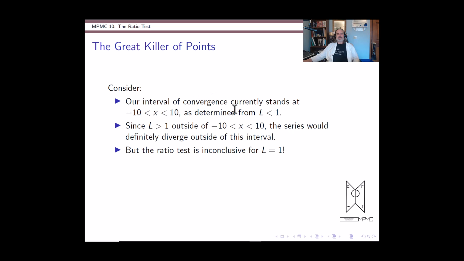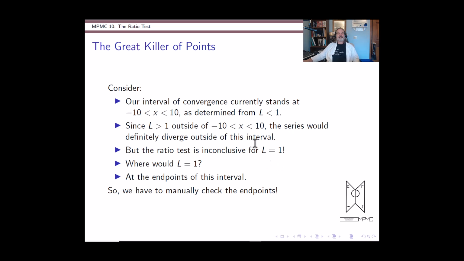So sure, the interval of convergence is built as negative 10 to 10 because that's where L is less than 1. And outside that interval, we get divergence. But what about right there at the points where L would actually be equal to 1? Well, where are those points? Those points are the endpoints of the interval.